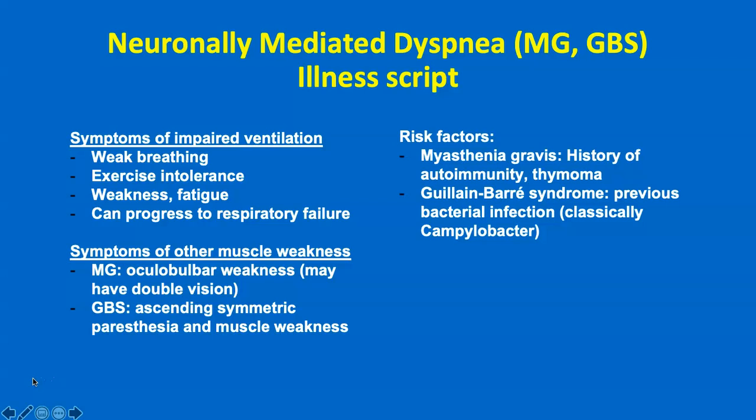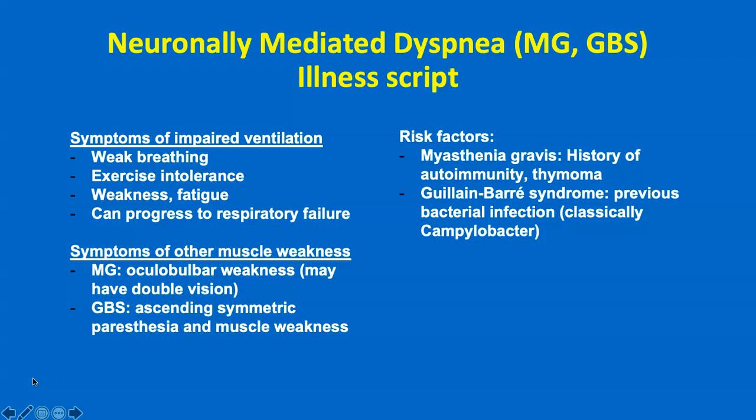Second to last are neuronally mediated dyspnea. So these patients have a muscle weakness, depending on what the exact disease is that's causing weakness of the muscles of respiration. So you'll see poor ventilation that will cause exercise intolerance. It can progress all the way to respiratory failure.